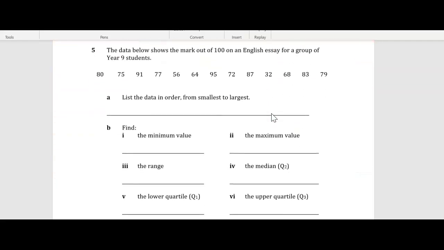All right, moving on to question 5. The data below shows the mark out of 100 on an English essay for a group of Year 9 students. List the data in order from smallest to largest. Okay, so it's our lowest, 32. Just make sure you cross as you go.